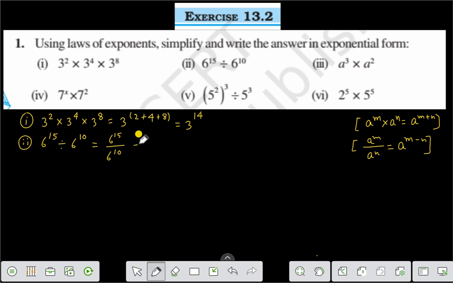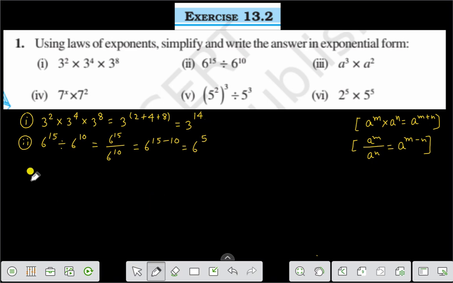So we write 6 to the power 15 minus 10. 15 minus 10 is 5, so it is 6 to the power 5, and that is the answer.